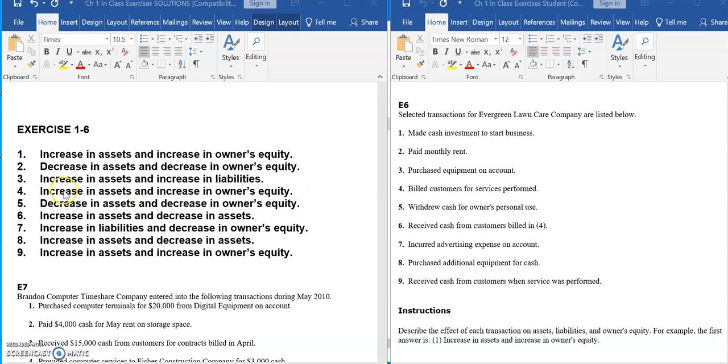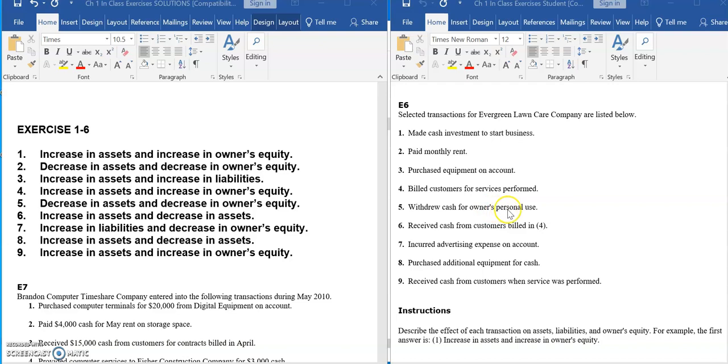Thus, customers owe the company more, so their assets are increasing. So there is an increase in the assets. Customers owe more because services were performed. The company has provided the services, they have earned the revenue. Even though they haven't been paid for that revenue yet, they have still earned it, and they record revenues when earned. That means revenues were earned, and revenues increase owner's equity. More revenues were earned, so there was an increase in owner's equity.